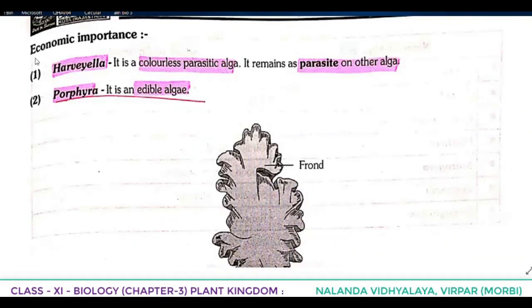Economic importance. Harveyella is a colorless parasitic alga; it remains as a parasite on other algae. So regarding economic importance, first one, Harveyella, a colorless parasitic alga that remains as a parasite on other algae. Porphyra, it is an edible alga. What's that? Porphyra is an edible alga.